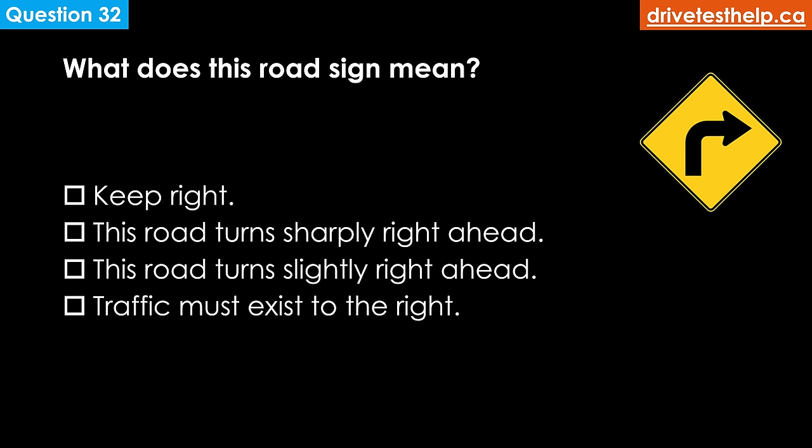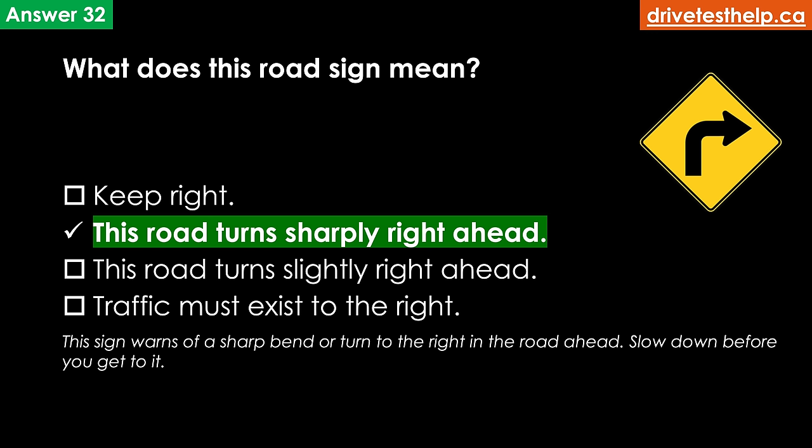What does this road sign mean? Keep right. This road turns sharply right ahead. This road turns slightly right ahead. Traffic must exit to the right. The correct answer, this road turns sharply right ahead. This sign warns of a sharp bend or turn to the right in the road ahead. Slow down before you get to it.